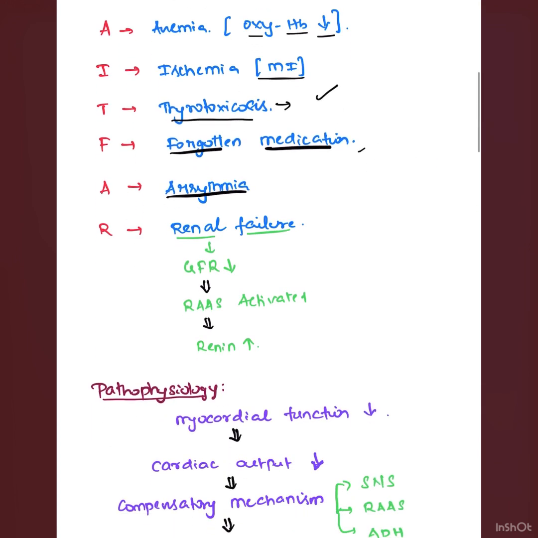Next one is renal failure. In renal failure, the very important thing is that the glomerular filtration rate decreases, which leads to RAS activation, hence renin increases, and ultimately hypertension. When blood pressure increases, that leads to glomerular filtration rate also increasing. So ultimately renal failure is also a very important cause of congestive heart failure.